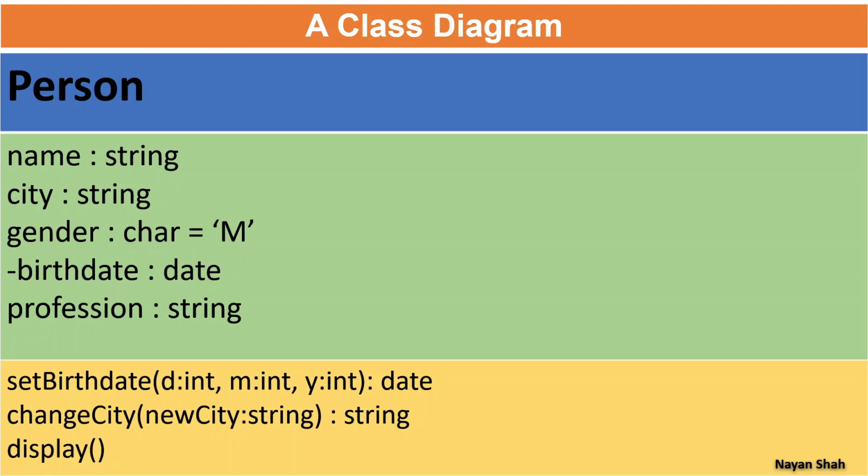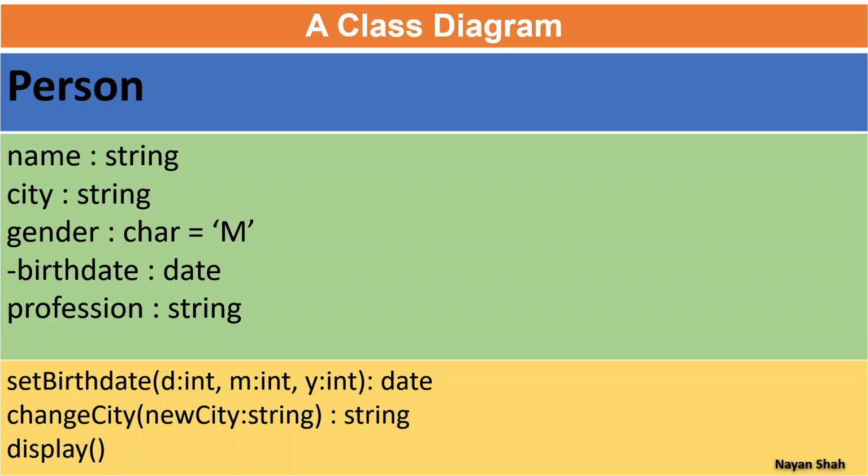Set birth date is the name of the method. In brackets, d integer, m integer, y integer, is the list of parameters. There are 3 parameters. And last, date is a return data type. It means when this method, set birth date, gets executed, the output would be of type date.